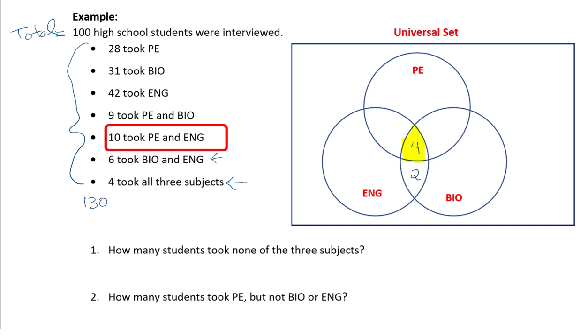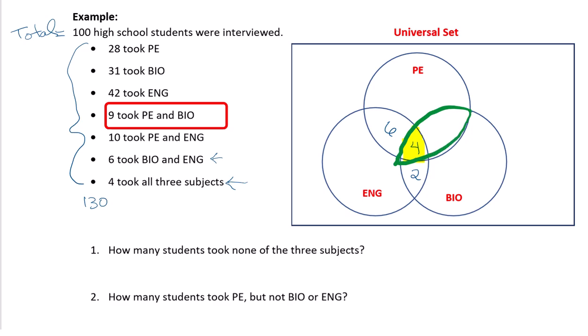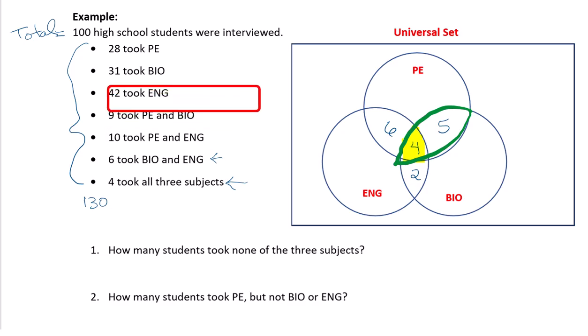Let me say there were 10 students who took PE and English. Well, let's find the area where PE and English intersect. And of those 10 students, we have already listed 4. So that means the remaining 6 took only PE and English. 9 students took PE and biology, which would be this overlapping area here. 4 of those 9 are already listed, so we are left with 5 students who just took PE and biology.